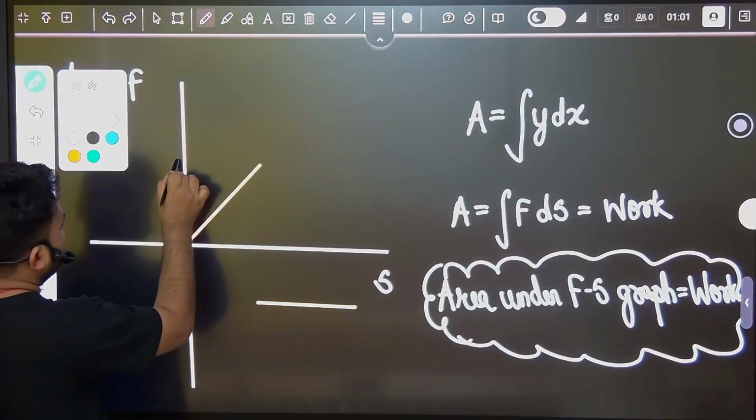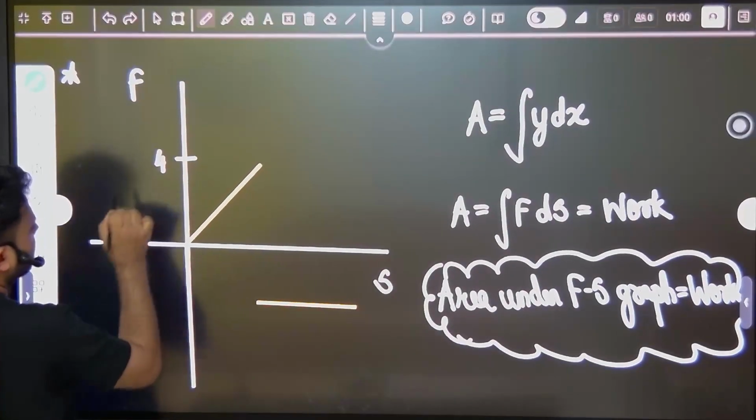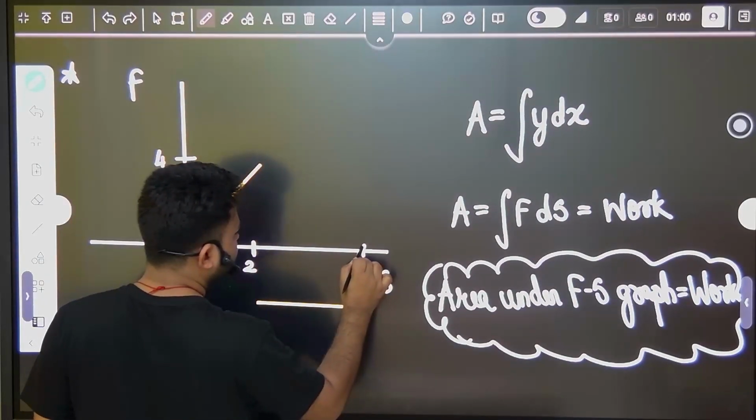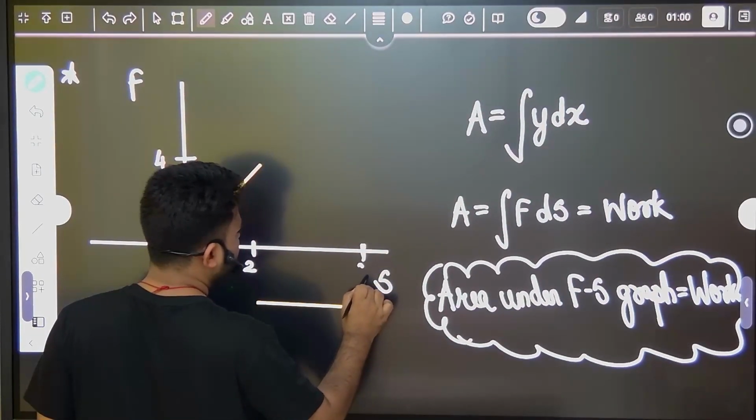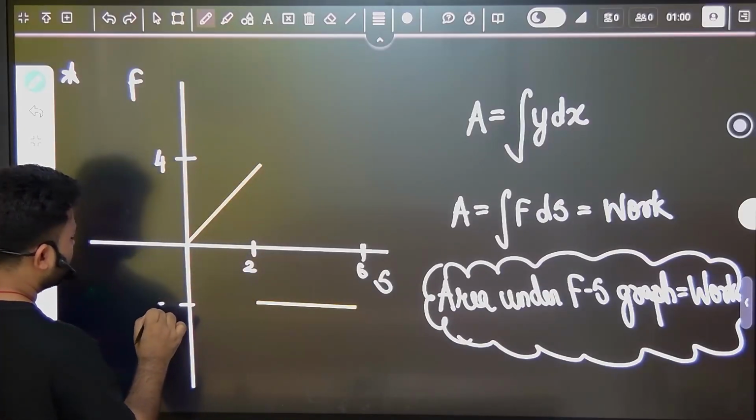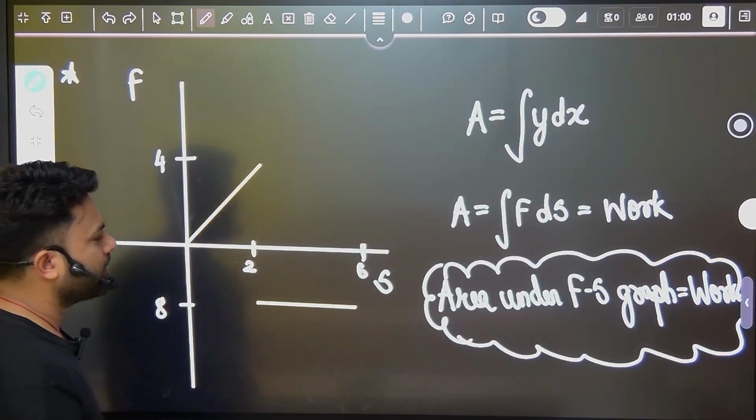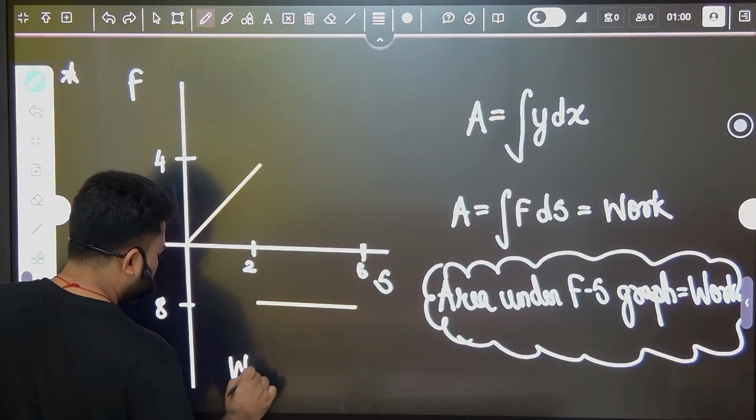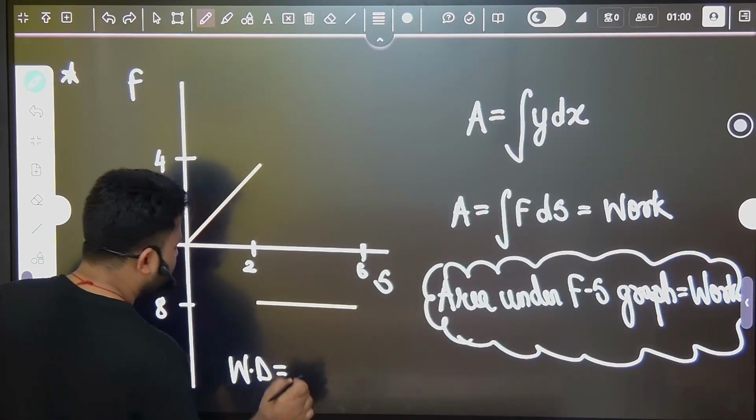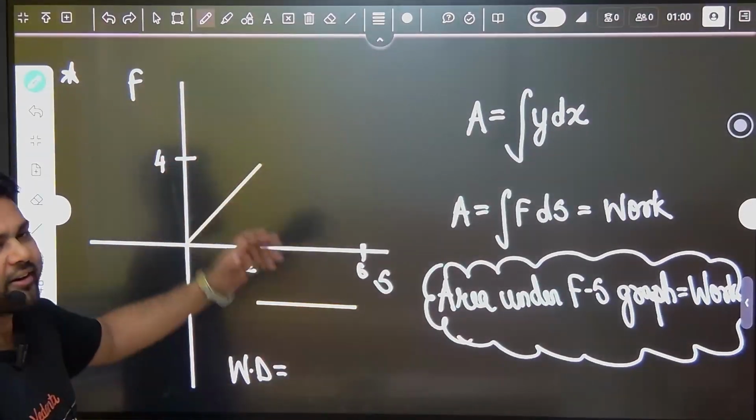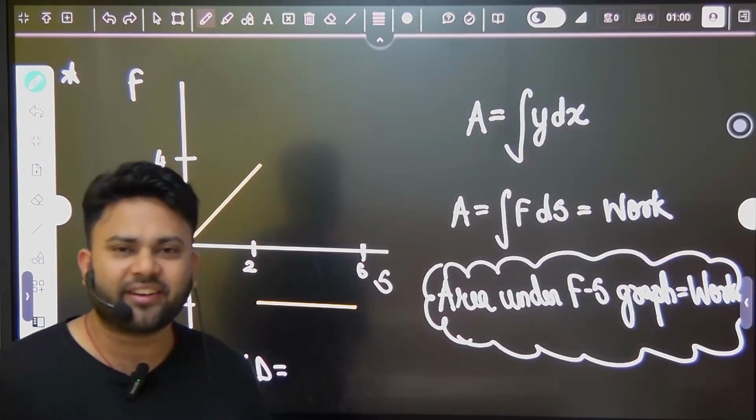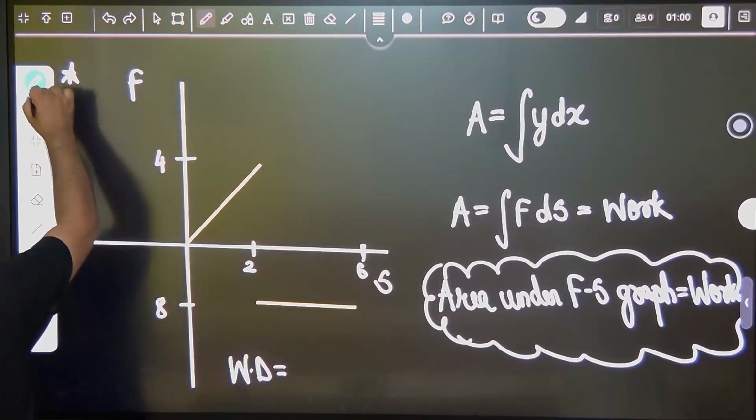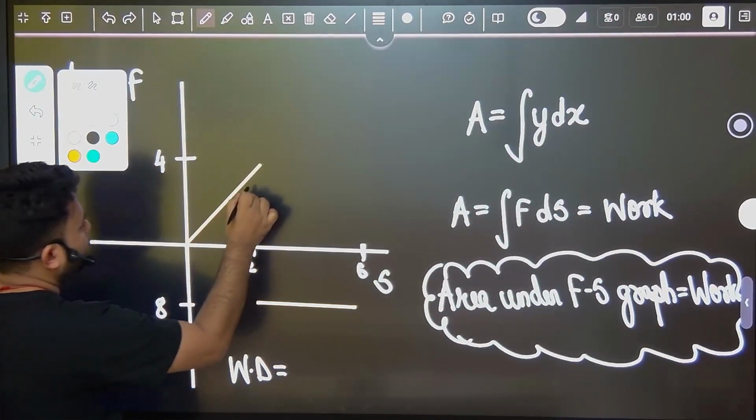So they have given this value 4, this value 2, this value 6, this value 8. Okay. So they are asking what is the work done in this process? What is the work done in this process? So work done is nothing but area under the graph. So area under the graph, you see.